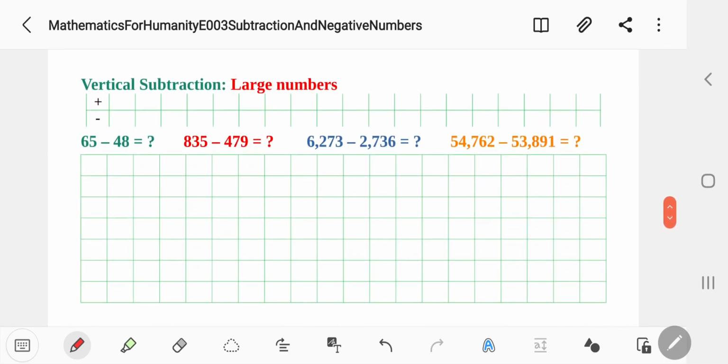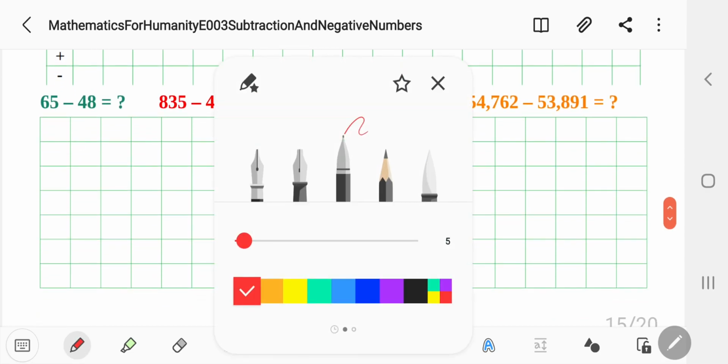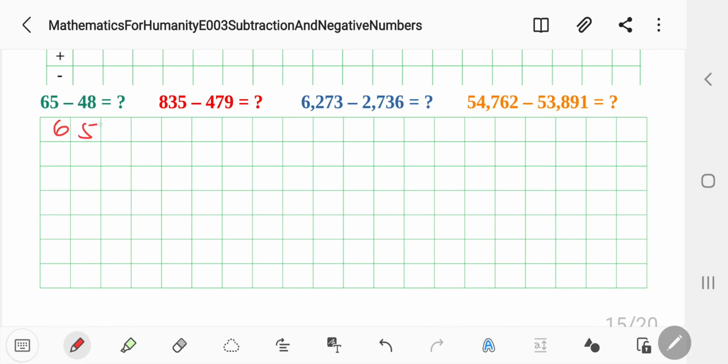So how about large numbers? Again, we can do this. So you have 65 minus 48 equals, but 5 is less than 8, so you have to borrow 10 from the next number going to the left. So this is 15, and you have 5. So 15 minus 8 is 7, and then you have 5 minus 4 equals 1. That's 17.